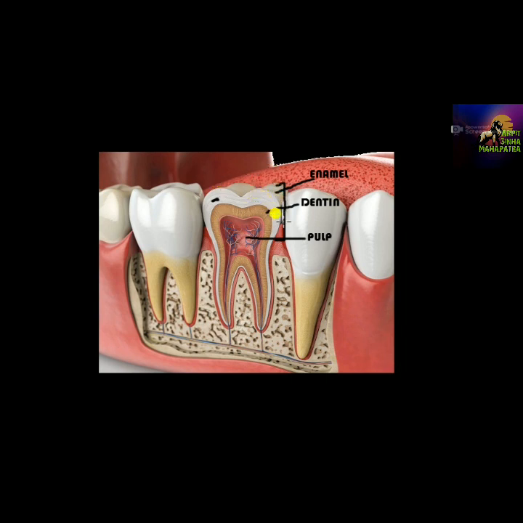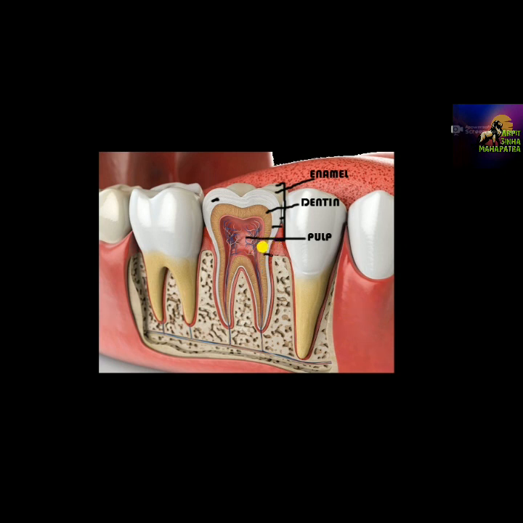The upper part of the tooth is called the crown. This red colored upper part, from here to here, is called the crown. And this part, where the gum attaches to the tooth, this red colored part from here to here, is called the neck.